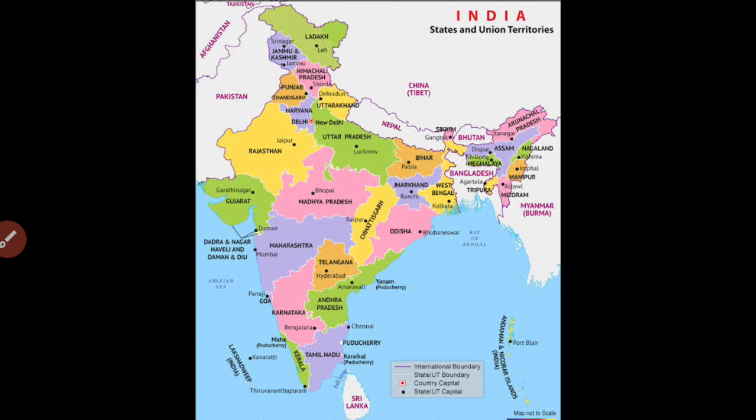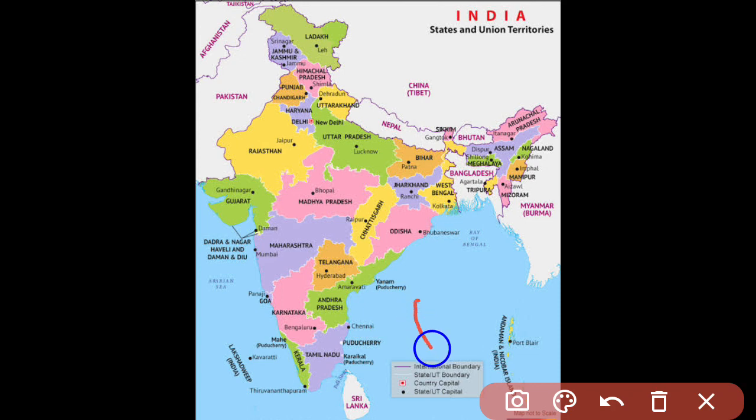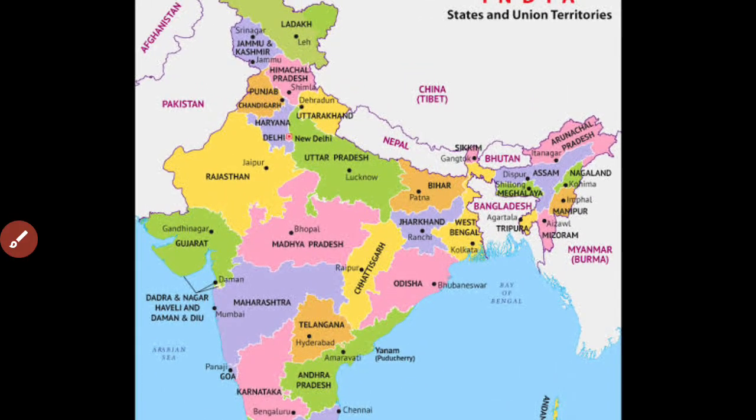You know that different states have different chief ministers, and those are ruled by the state government. But the union territories are governed by the central government, for example, by the prime minister itself. So these are the union territories which you have to locate.